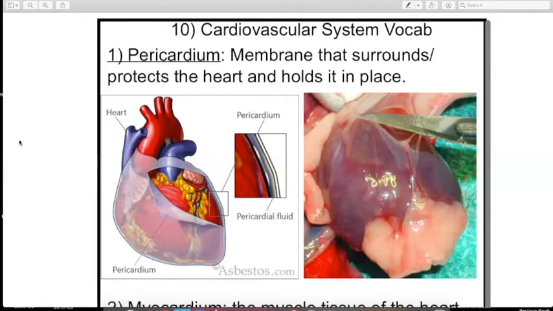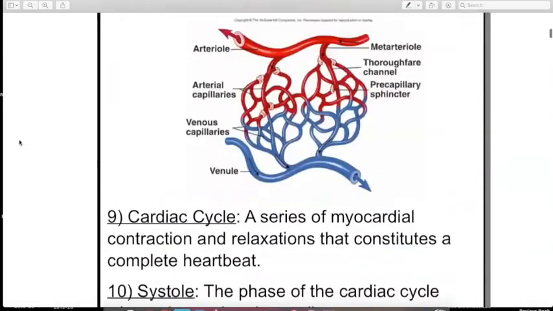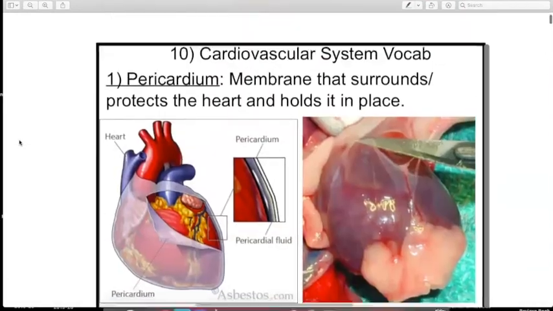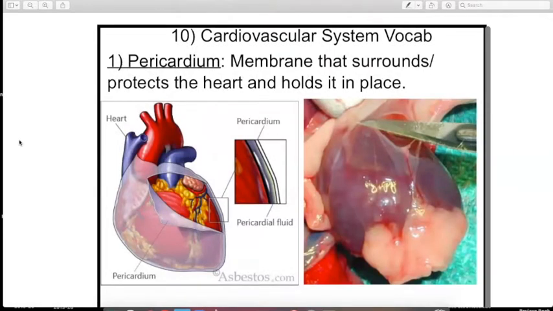We are going to have, I believe, 13 words. Yes, 13 words in this chapter, all about the heart and all the interconnections of the heart. And your first word is pericardium, the membrane that surrounds and protects the heart and holds it in place.